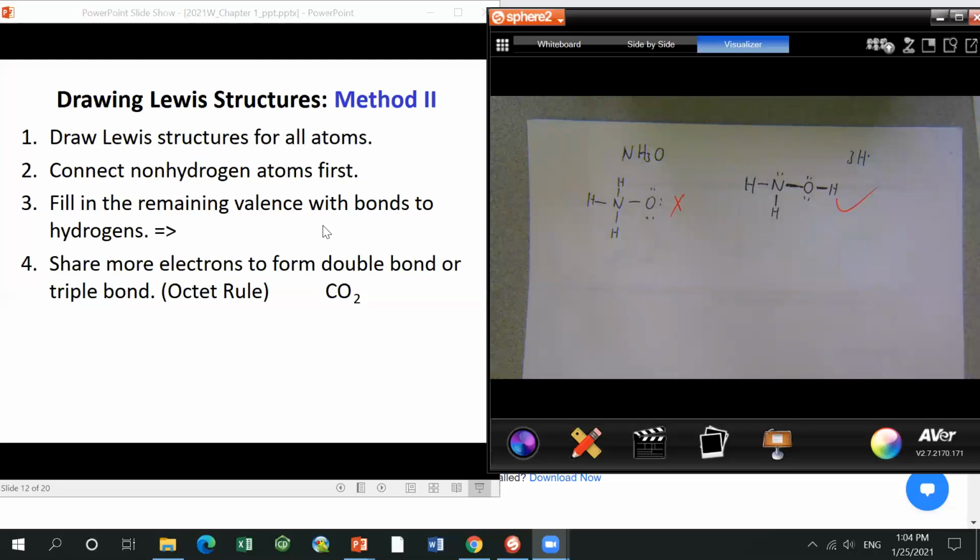That gives the right structure for H3NO. Why the left one is right and the right one is wrong, I will give you an explanation later. If you have any questions, please type in the chat window.